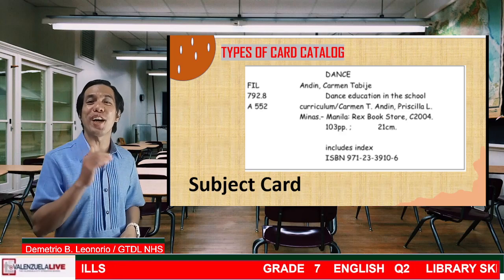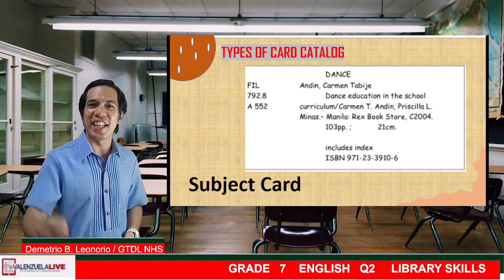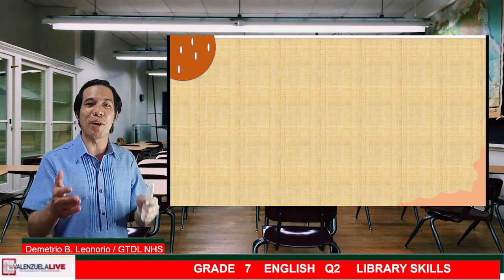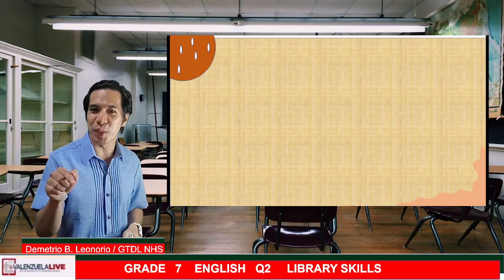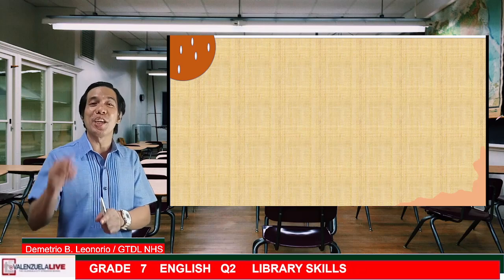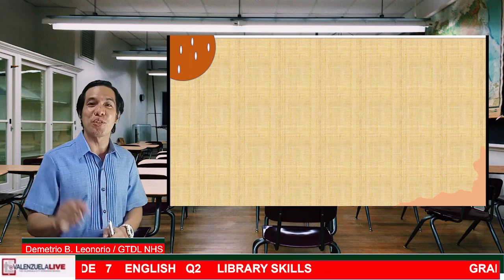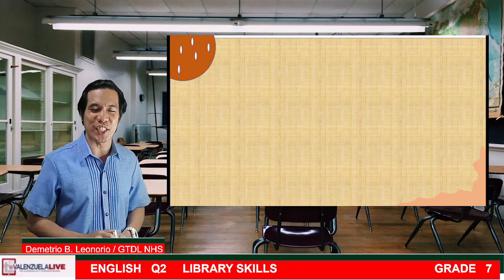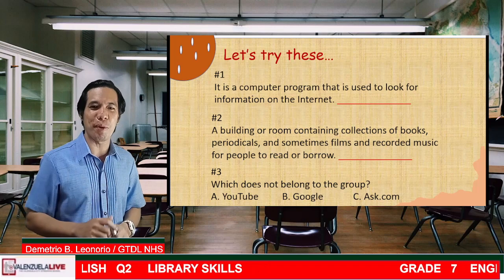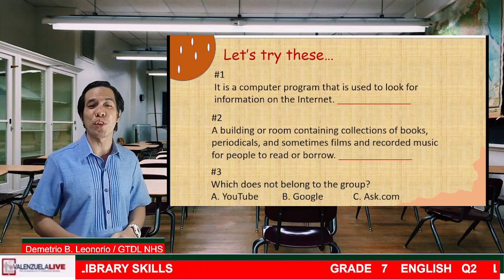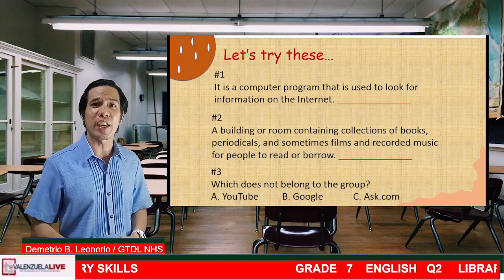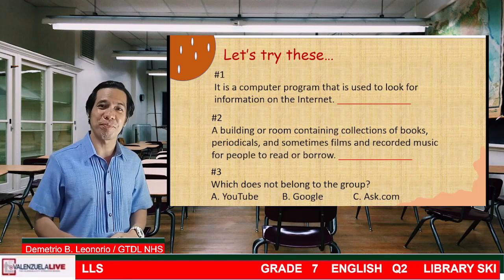So to deepen our understanding of the lesson, let's answer some of the questions about the topic we talked about. Please write your answer in your notebook or in the comment section. You have 5 seconds to answer each question. Let's begin. Question number 1. It is a computer program that is used to look for information on the internet. You have 5 seconds to answer.